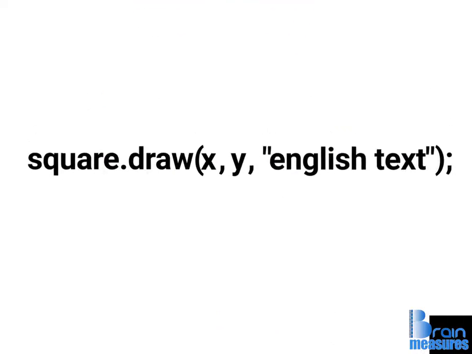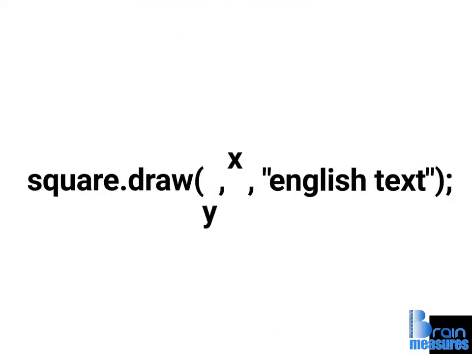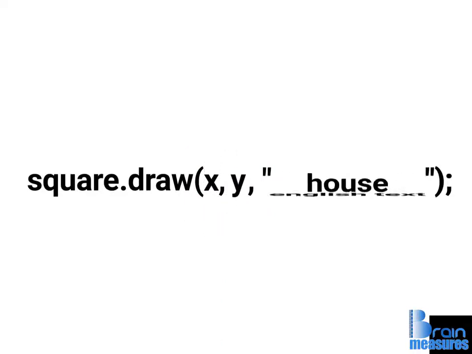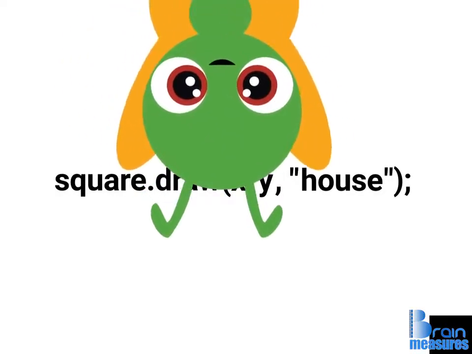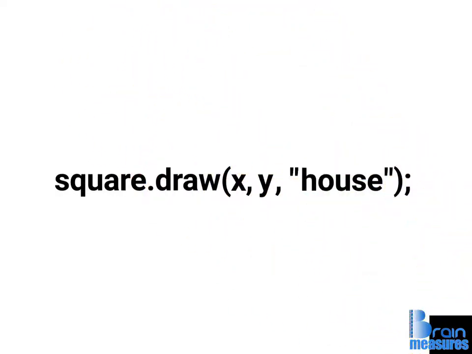There's one more thing. Each parameter must be in the correct order. So you must put the x-coordinate first, the y-coordinate second, and the type of square third. Any other order will cause a bug. Now, let's try using some text in our program.